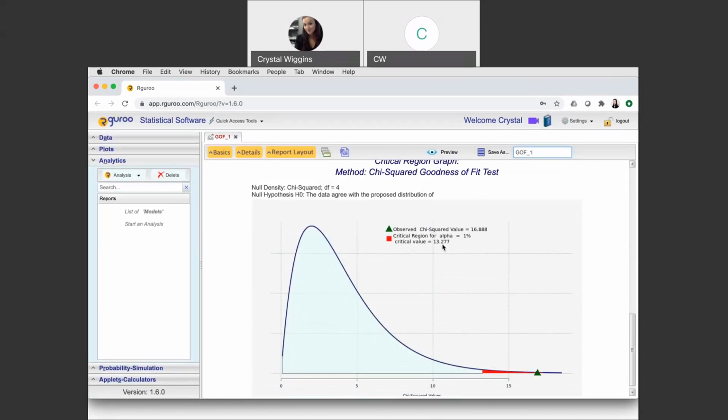A chi-squared distribution is always right skewed. And we can see that the observed chi-square statistic, 16.88, does fall in the rejection region, as this is 13.27. Let's head back to the PowerPoint for our next example.